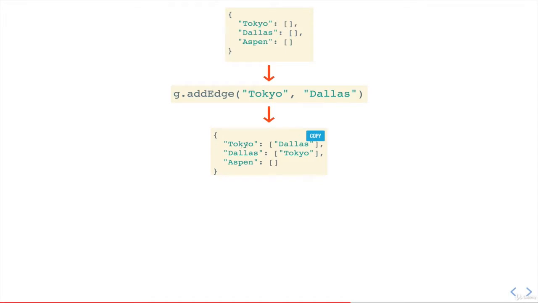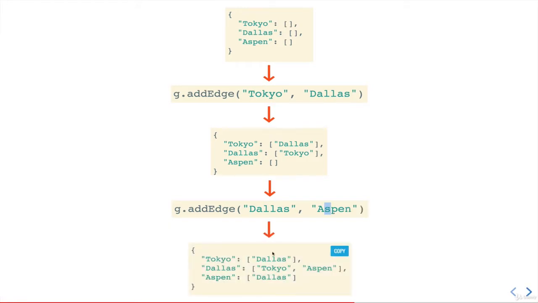Tokyo, the key of Tokyo now has Dallas in its array, and the key of Dallas now has Tokyo in its array. Or if we did add edge from Dallas to Aspen, which is really the same thing as Aspen to Dallas, we end up with Dallas now has Aspen in there, and Aspen now has Dallas. Okay, so this is pretty short as well.